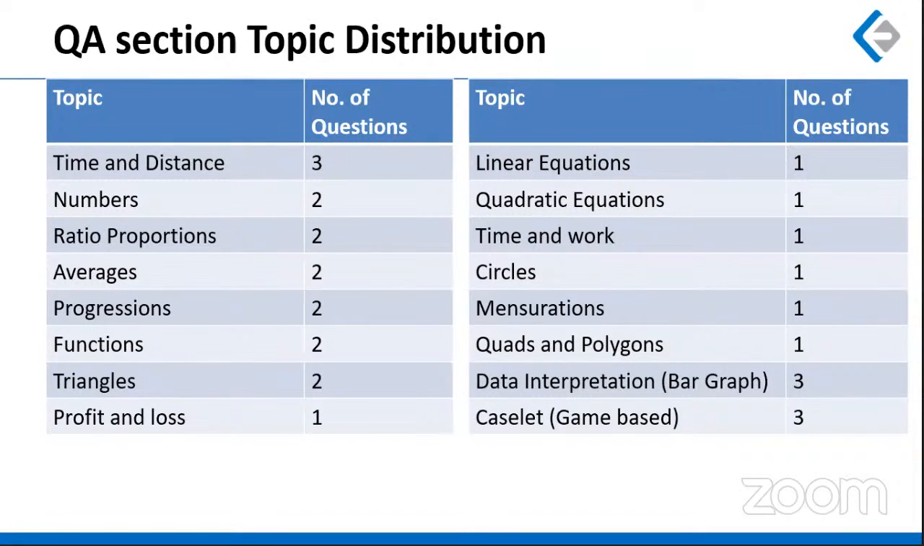There were 2 sets of data interpretation, each having 3 questions. One was a simple bar graph based question, whereas the other one was a game based caselet where people were betting on different teams and the rates were quoted.